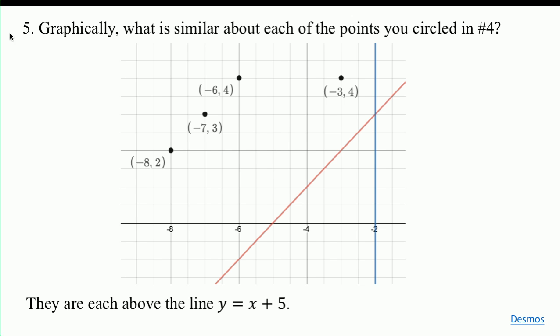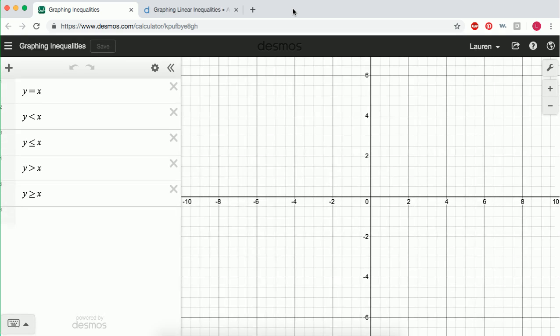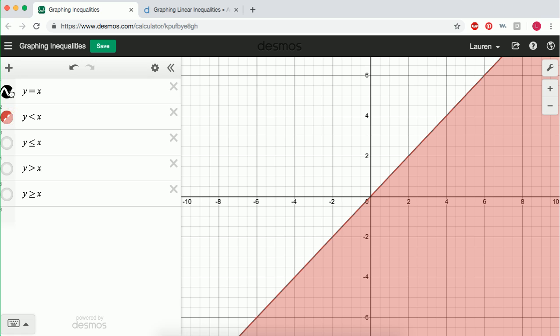Now we're going to look at some graphs on Desmos to show you how we actually graph these inequalities. First, we have the graph of y equals x, which is a line with a slope of 1 going through the origin. If we select y less than x, we see that the dotted line is the same as the graph of y equals x. Now the lower half of the grid is shaded in red, since this space represents all points whose y-coordinate is less than their x-coordinate. Therefore, this represents the inequality y less than x.